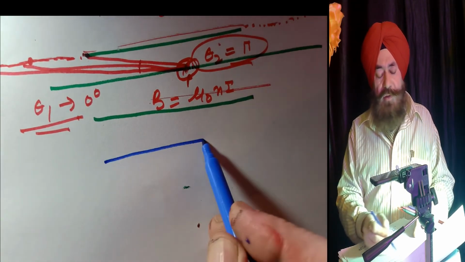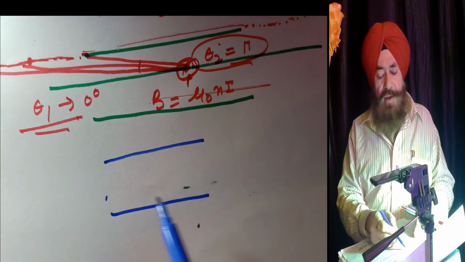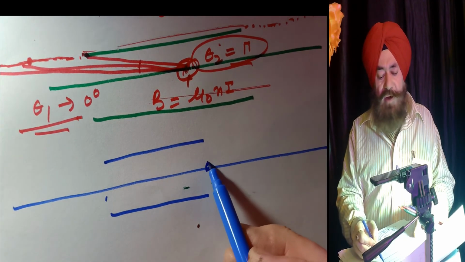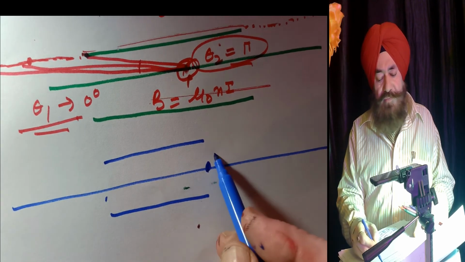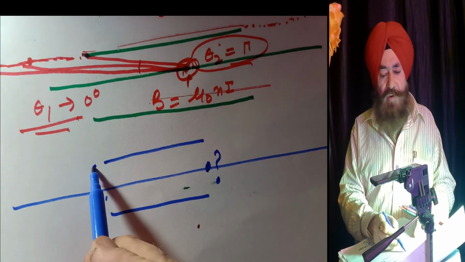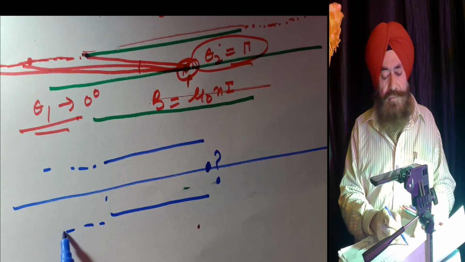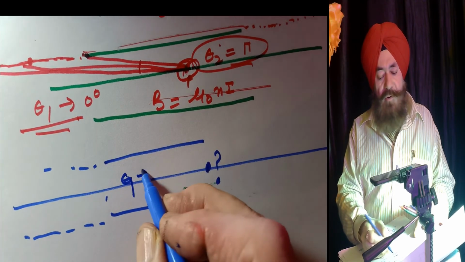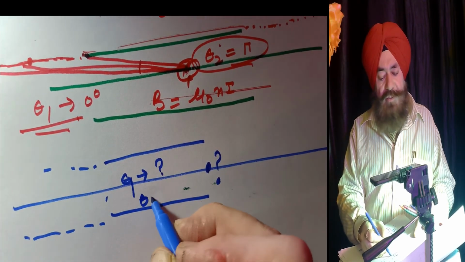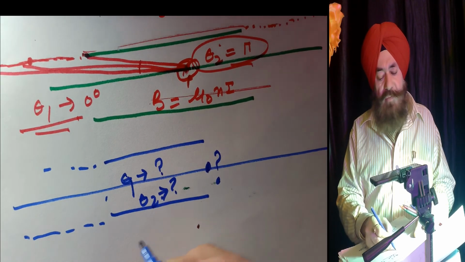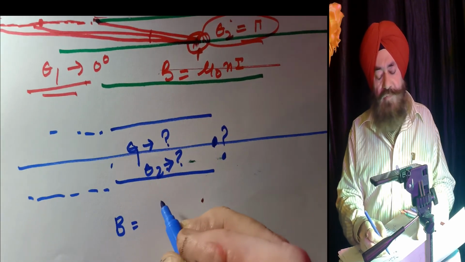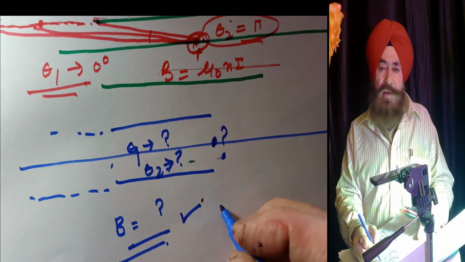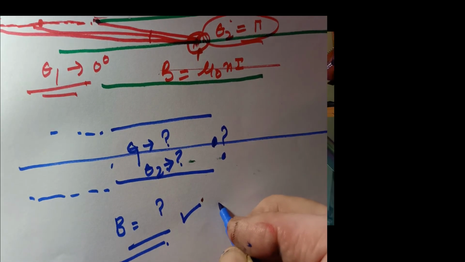Now a last question for you. If this is a solenoid and this is the axis, you have to find the field at this end, and it is infinitely long along this side. You just check what is theta 1, what is theta 2, and what about the expression of the magnetic field. If you find the correct answer, write to me in the description box.